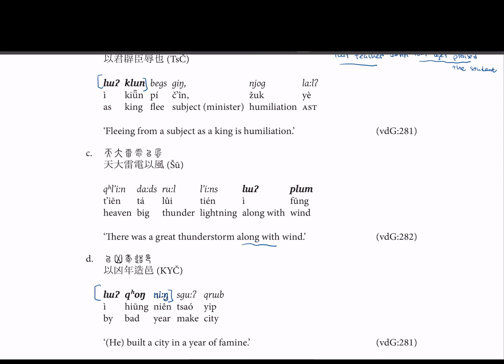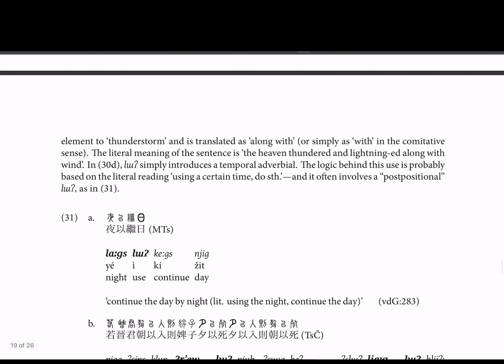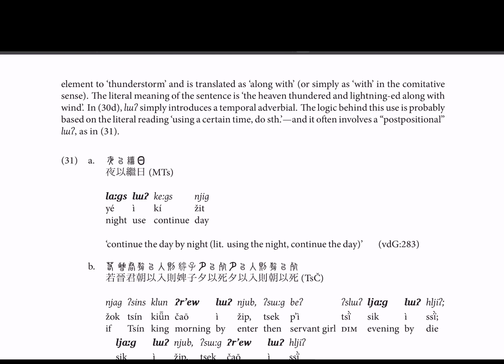This temporal adverb introducing use of le can be highly useful. For instance, we can use it to translate something as mundane as on July 19th, I did something. So, le July 19th, I did something. A point that is worth noting here is that in this temporal adverb introducing function, le is often used postpositionally. So, for instance, in the sentence in 31a, Lux le kicks sneak, night use continue day. We have a temporal object, lux, night, before the coverb le here.